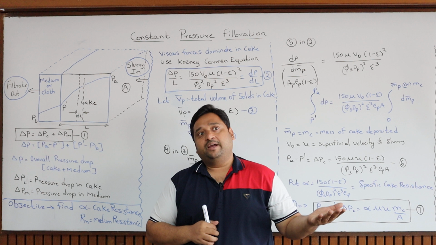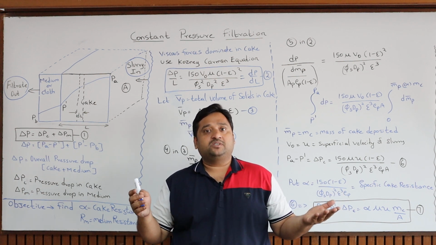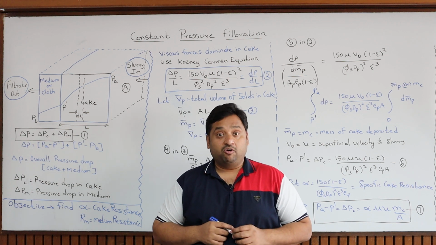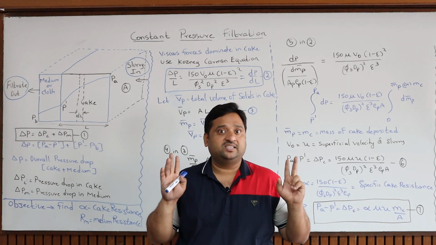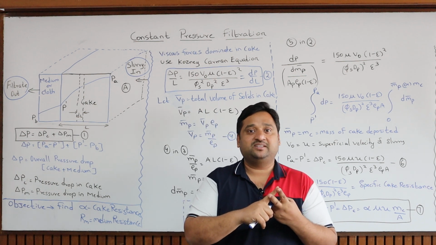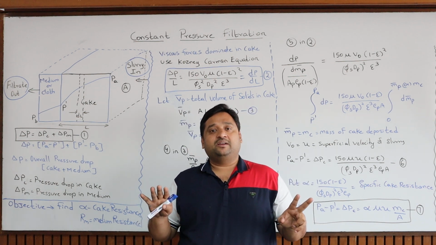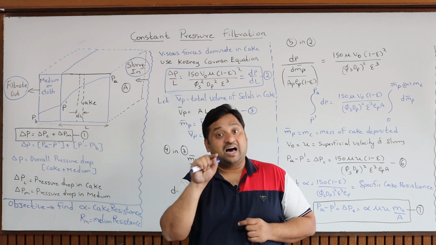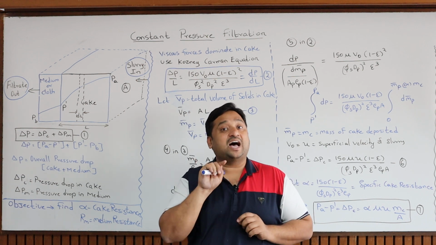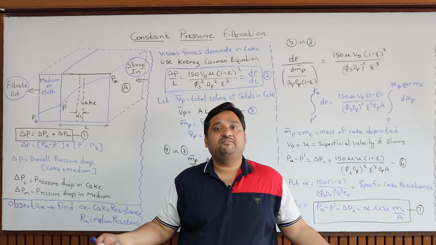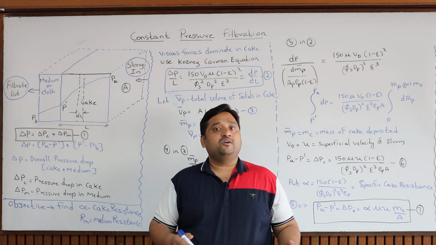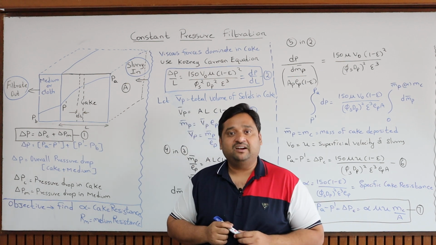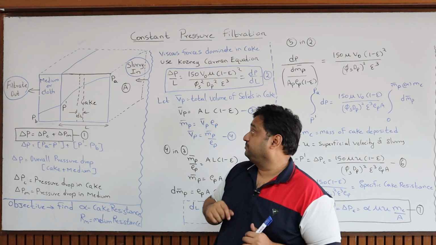So in general, in filtration problems, people try to neglect the medium resistance. The objective is, once you know both the resistances, cake resistance and medium resistance, our chapter is done. That means if you know the cake resistance, which is alpha, and the medium resistance, which is Rm, then you can design any filtration unit, because these are the most important parameters in designing the filtration unit. So let us go to the board.